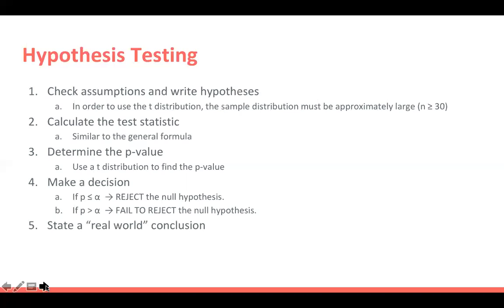Once we have that, we can calculate our test statistic, which is similar to the formula we've been using. Then we can determine the p-value, which we can find using the t-distribution. Then we can decide whether to reject or fail to reject the null hypothesis based on our alpha level, and then state a real-world conclusion.